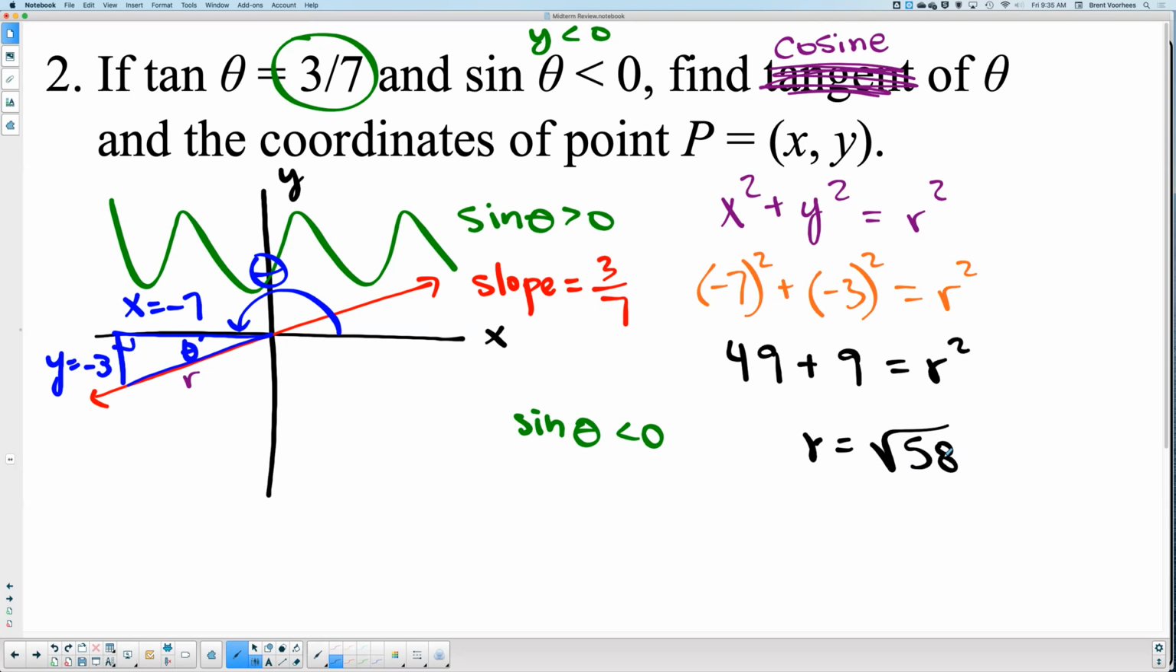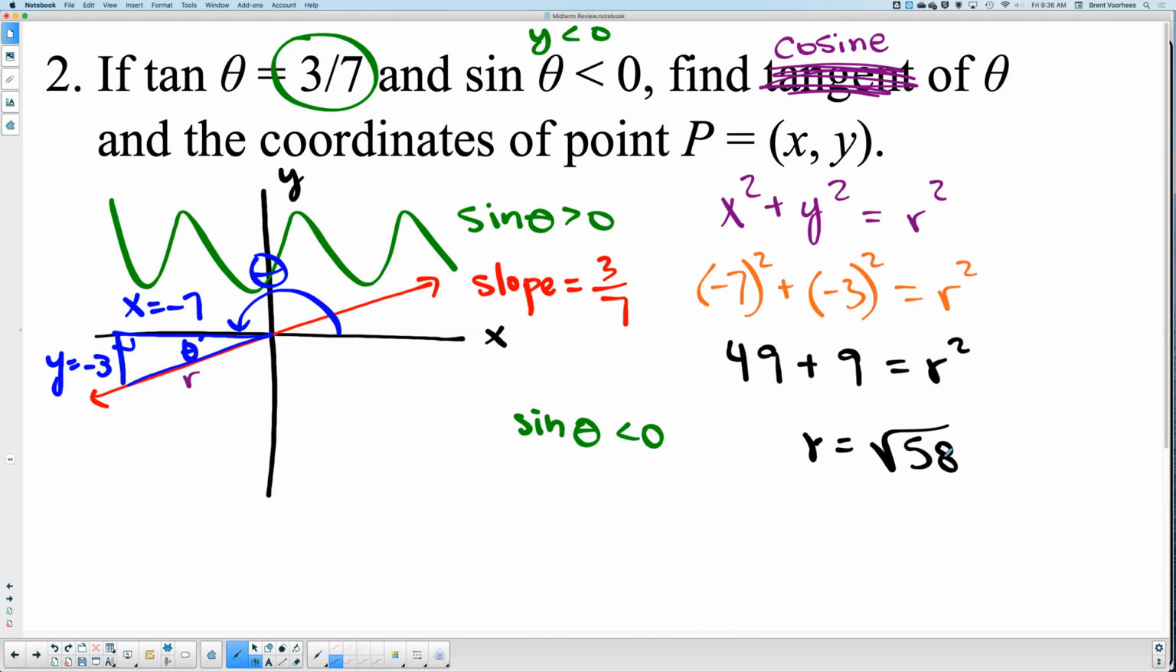Let's think, can we reduce that? What numbers can go into 58? 2 times 29. The square root of 2 cannot be simplified. Can the square root of 29 be simplified? Anything go into 29? 13 will go into 26. It doesn't reduce. So again, that's our R.